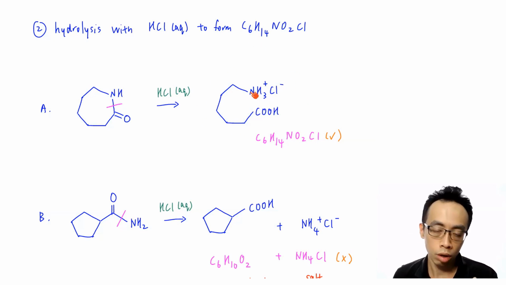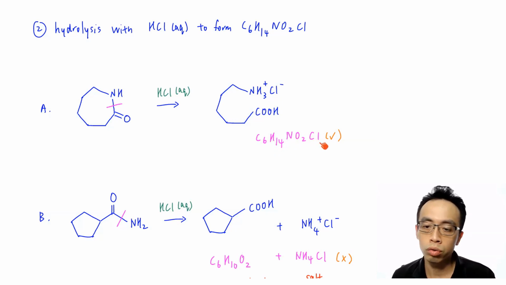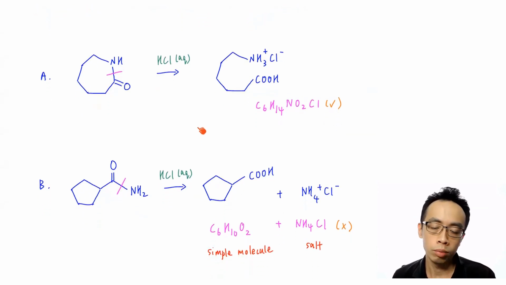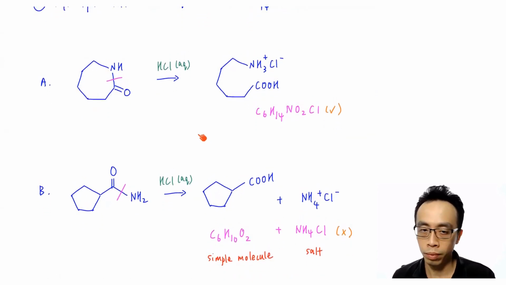Based on this compound, I work out the molecular formula, C6H14NO2Cl. So A is consistent with the option. Most likely A will be the answer. We just need to run through B, and we want to make sure that B is wrong. Let us talk about it here.